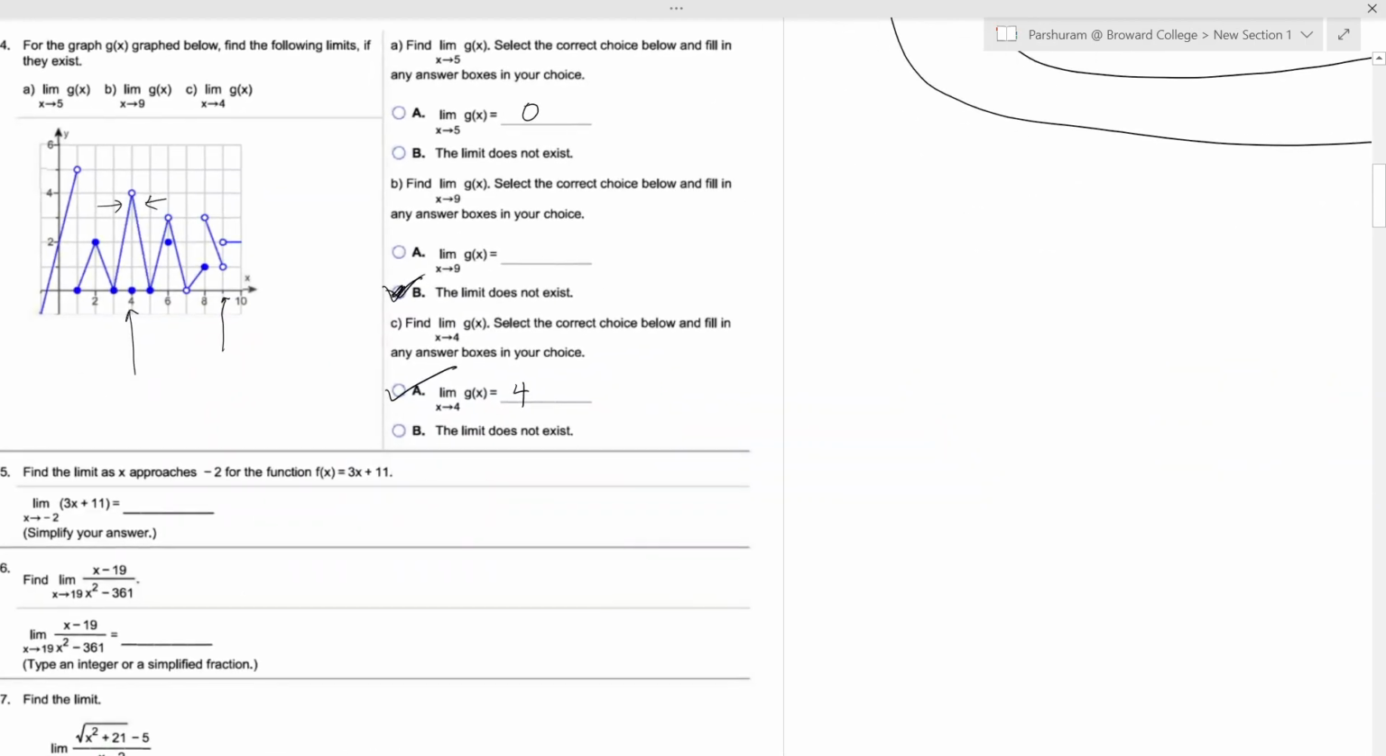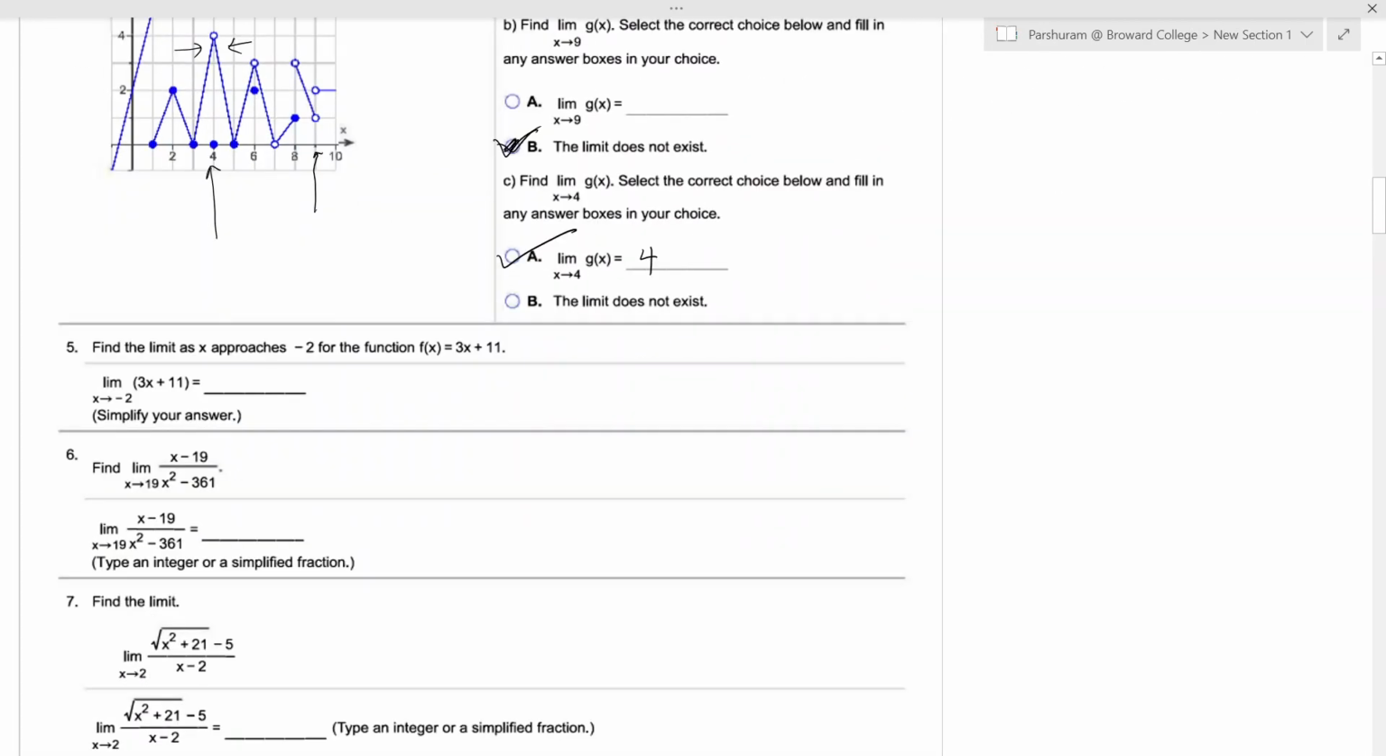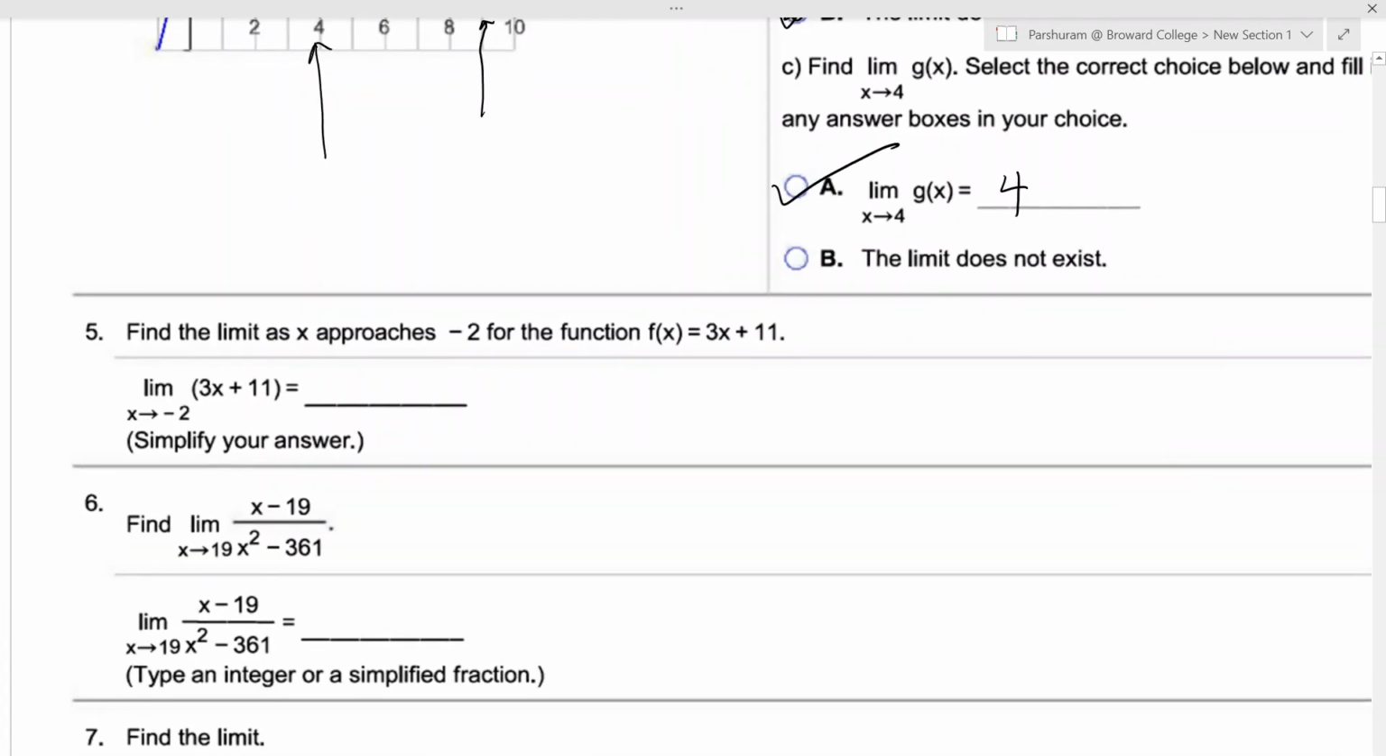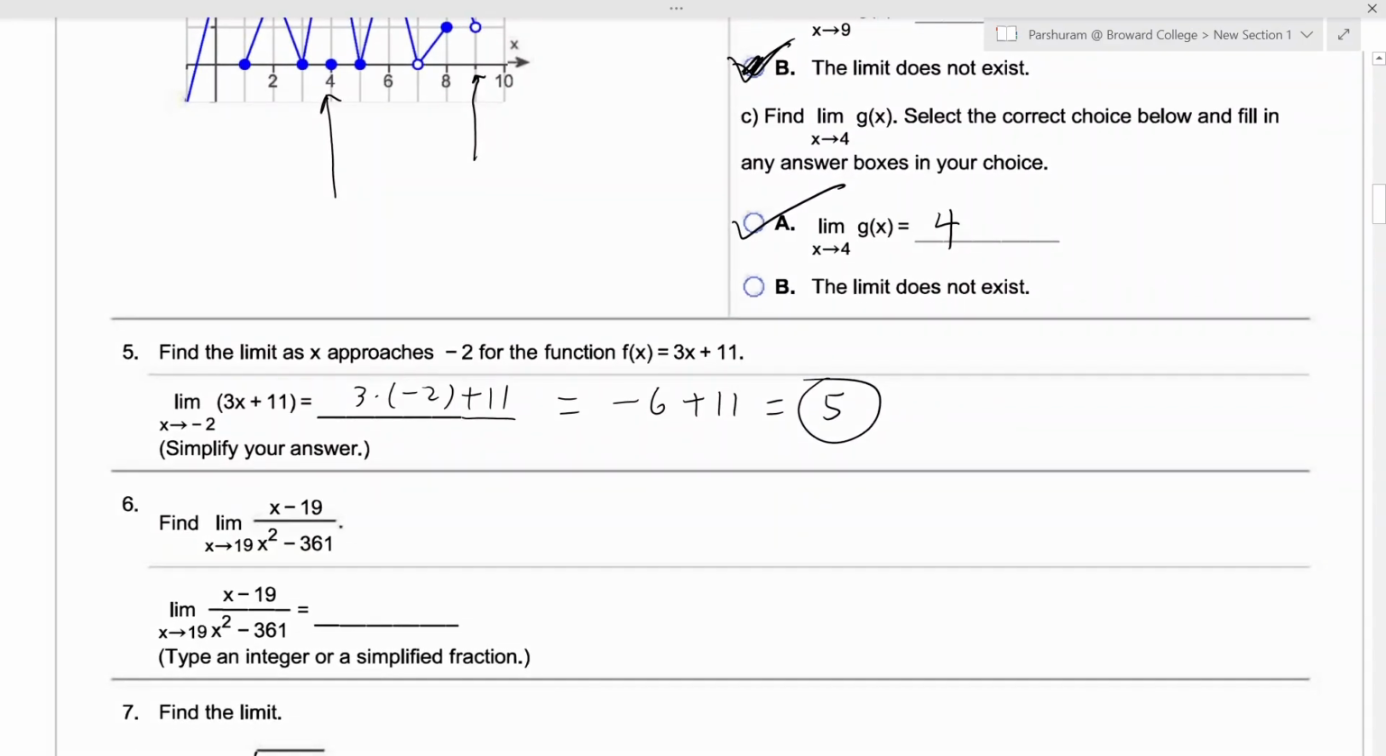So let's go to problem 5. Problem 5 is, what is the limit of the polynomial 3x plus 11 when x approaches -2? So this is the polynomial, and there is a rule for the polynomial. The limit of the polynomial is the value of the polynomial when x is exactly -2. So to find that, you just have to plug -2 in for x and do the calculation. It's -6 plus 11, which is +5. So that's the limit for problem 5.